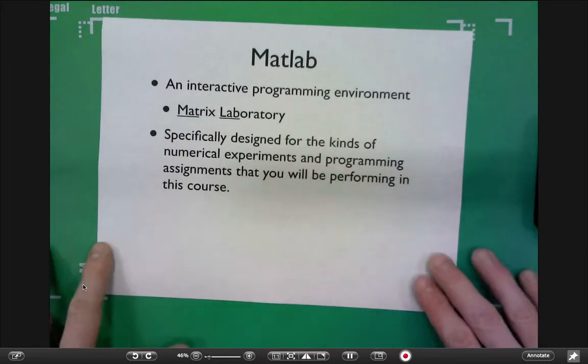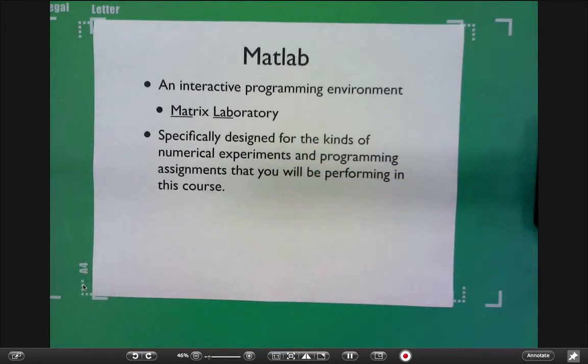So Matlab, what is that about? Matlab stands for Matrix Laboratory. This is what this course is mostly about, operating with matrices. We'll soon find out that linear algebra revolves a lot around vectors and matrices. And Matlab is really good at dealing with matrices numerically.